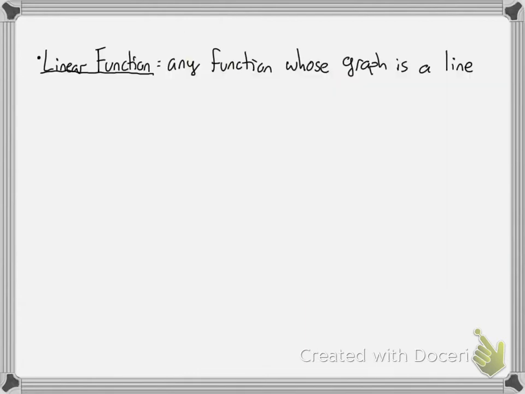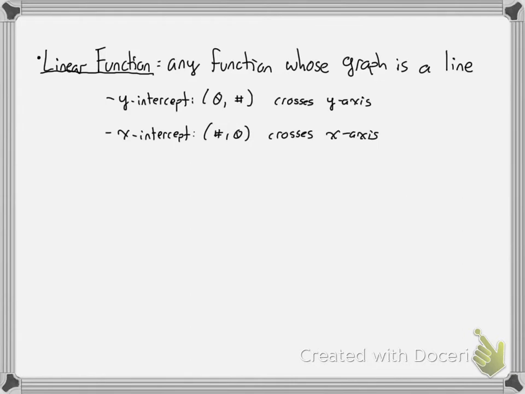Now moving on to linear functions. A linear function is any function whose graph is a line, so anything that's straight, when the slope or rate of change is a constant number between every coordinate. Also some vocab. Your y-intercept will always be 0 for your x value, comma, whatever your number is, that's your y-intercept value. That's basically where your line crosses the y-axis. And your x-intercept is where you cross the x-axis.